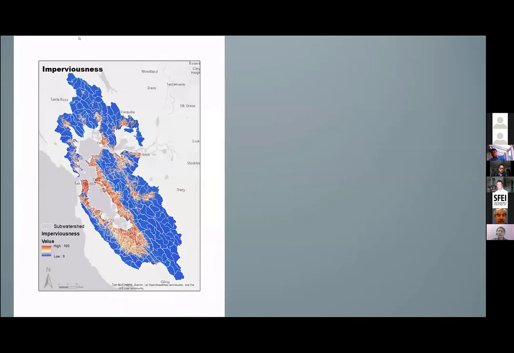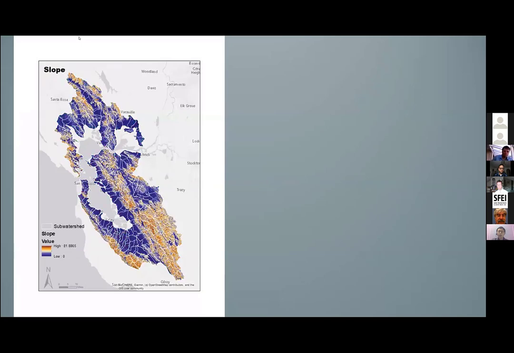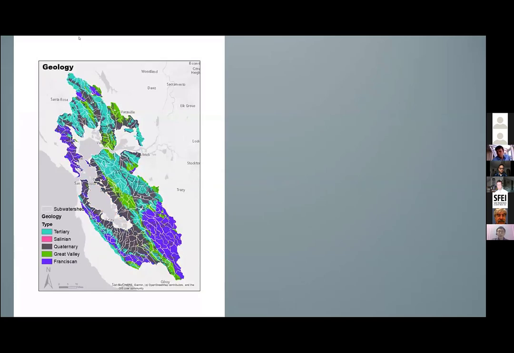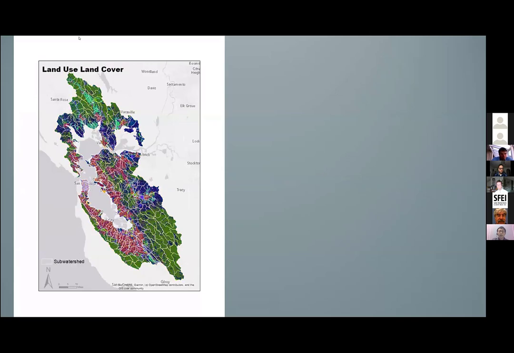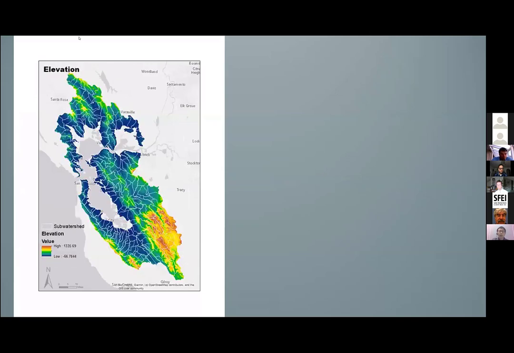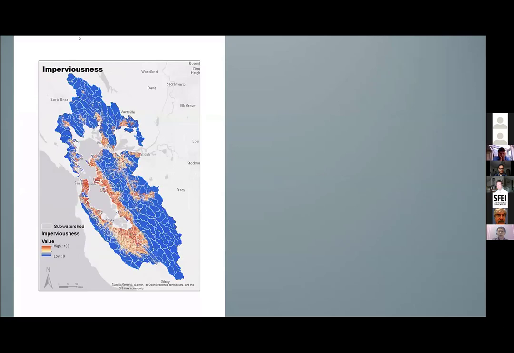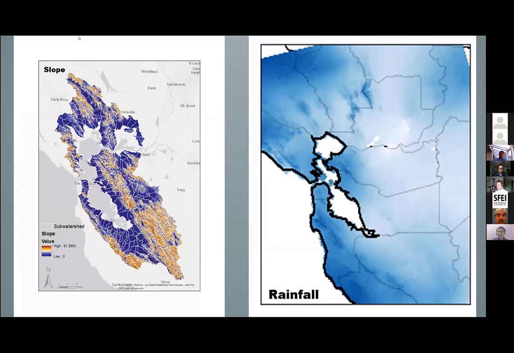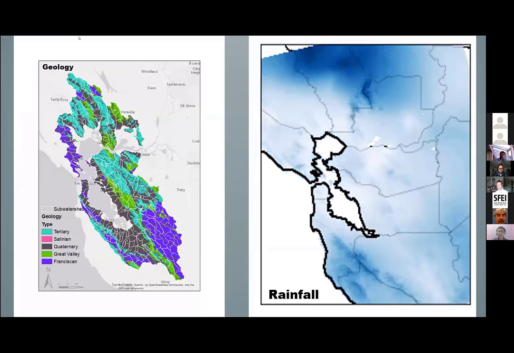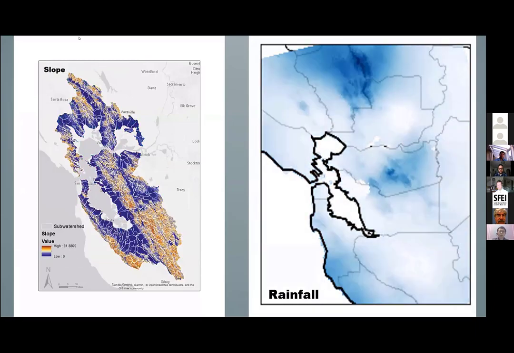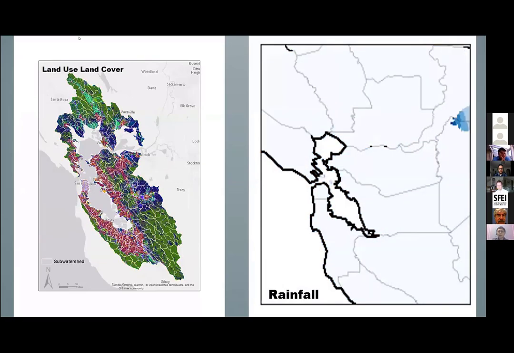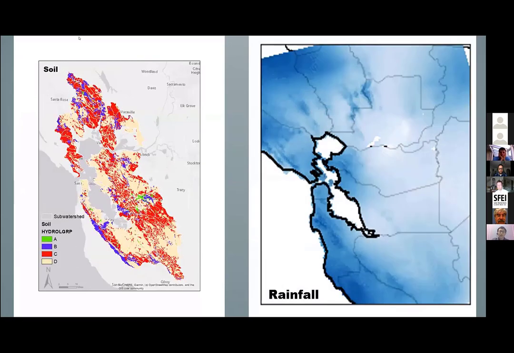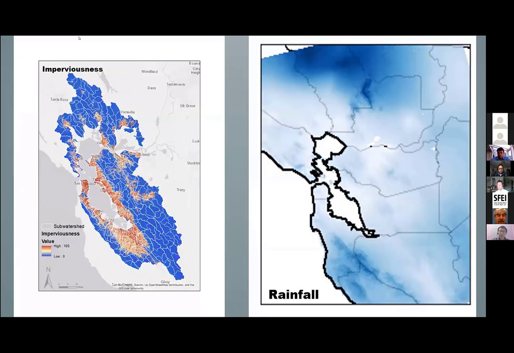So when estimating the loadings to the bay, one key word is variation. The factors that impact or control the contaminant transport process, such as the imperviousness, soil type, geology type, land cover, and land use, vary in space. And the rainfall driving the stormwater runoff process varies in space and time. You can easily see the temporal variation of the rainfall in this region. And the annual average rainfall varies from 12 inches to more than 66 inches, spatially in this region.